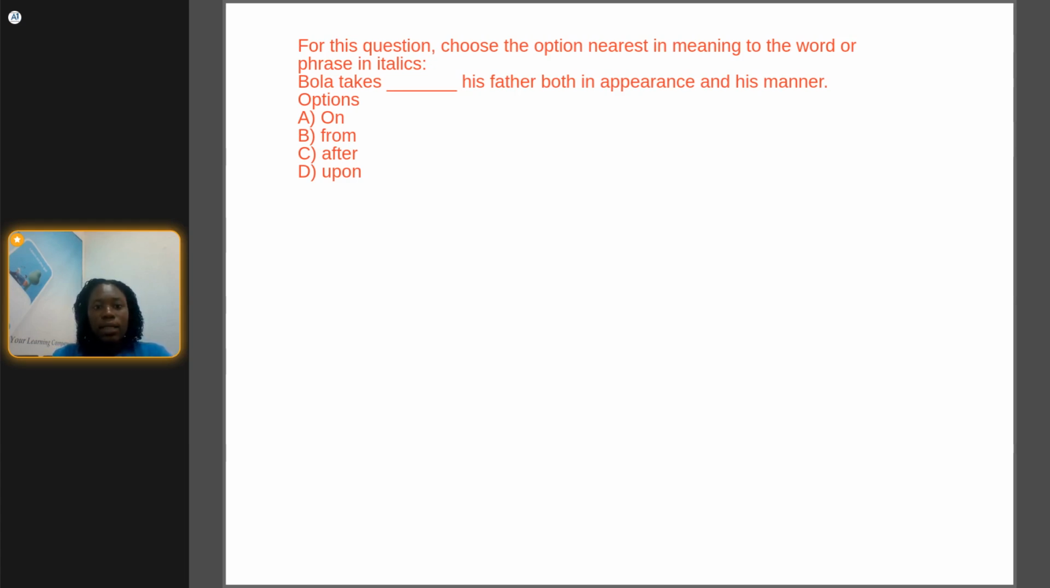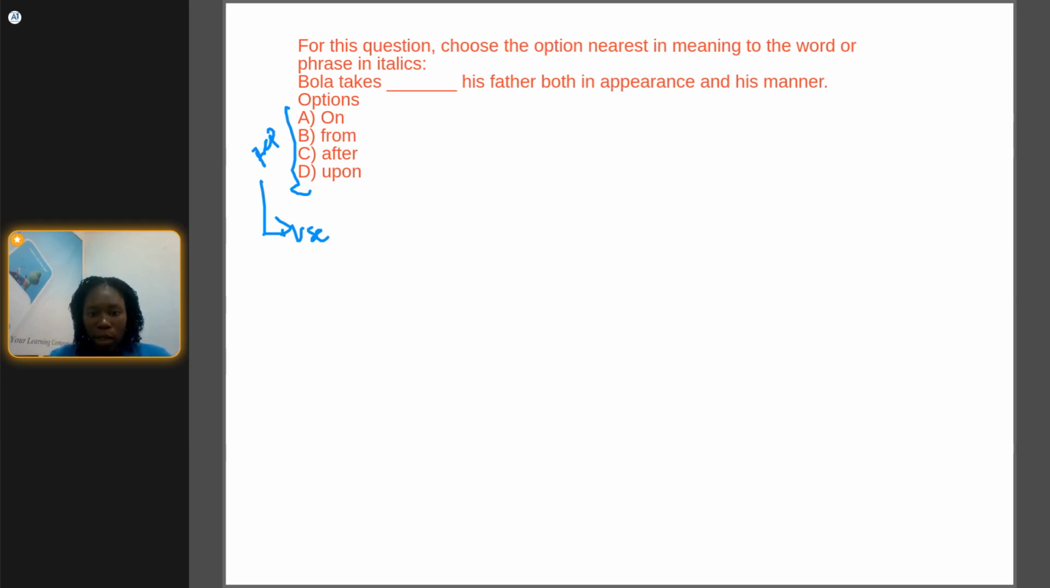Okay, we are majorly looking at completing the sentence. So we have: Bola takes dash his father both in appearance and in manner. And we have four options. From the grammar rules that we have looked at, we can see that our options here are mainly prepositions. So we are looking at the use of prepositions. Remember I mentioned that when you use a preposition wrongly, you could alter the meaning of that sentence or make the sentence grammatically incorrect.